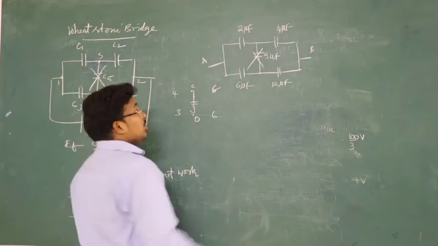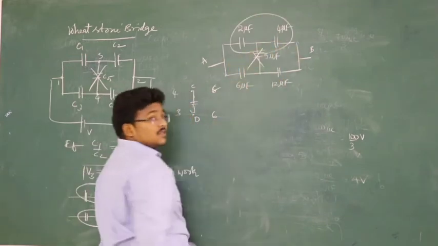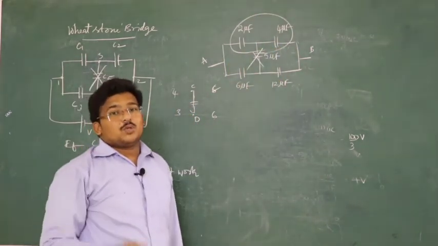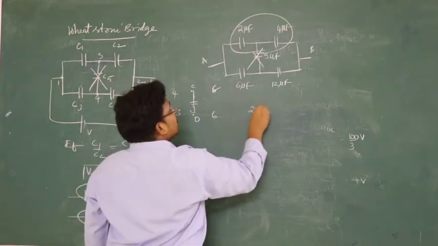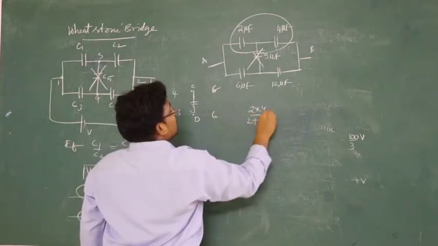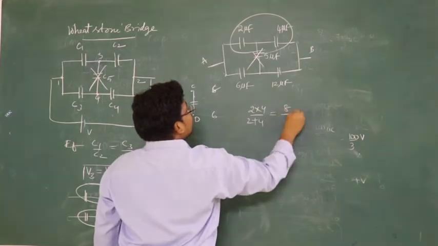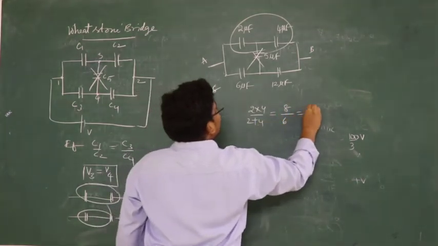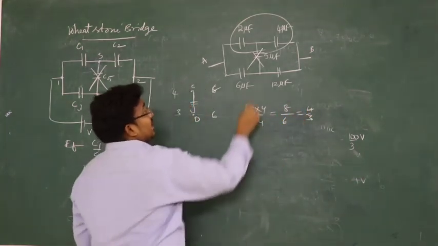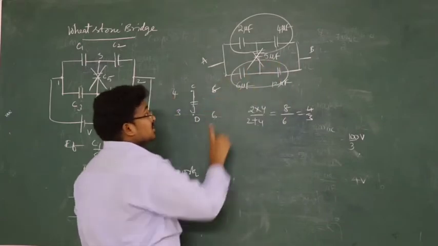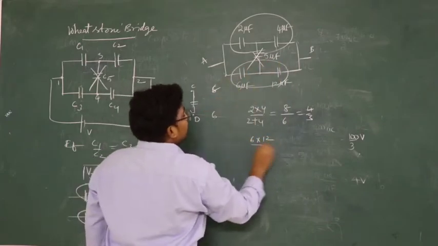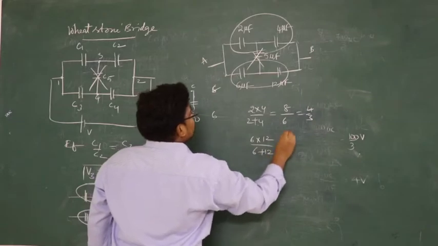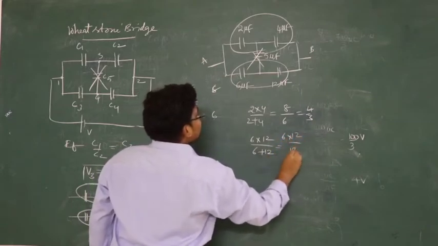So remove it. Now these two are in series. In series, what is the formula? Product by sum. 2 into 4 by 2 plus 4. How much? 2 into 4 is 8 by 2 plus 4 is 6. It will be 4 by 3. And these two are also in series, means 6 and 12. 6 into 12 by 6 plus 12. So 6 into 12 by 6 plus 12 is 18.